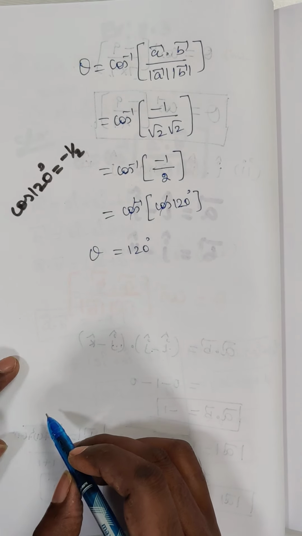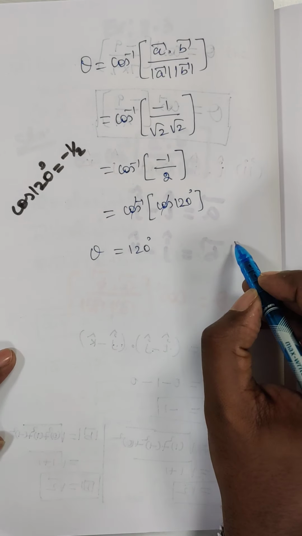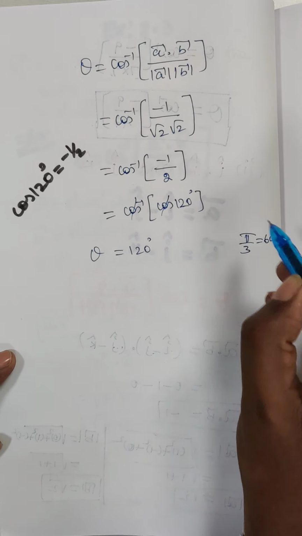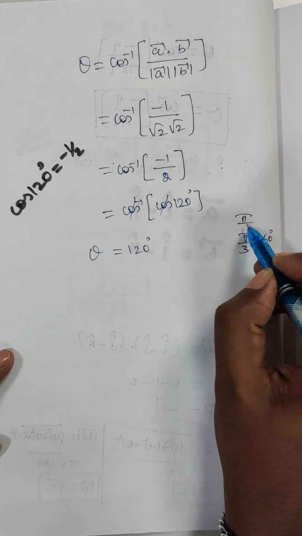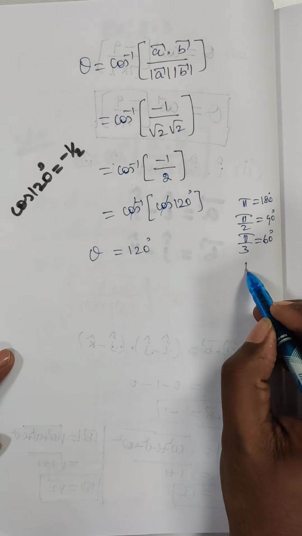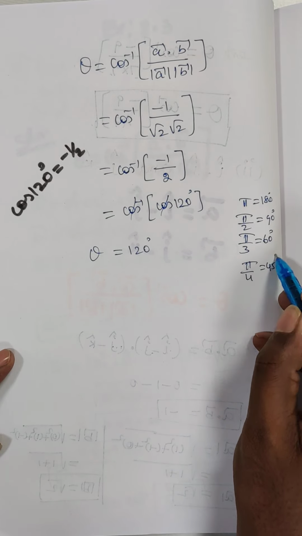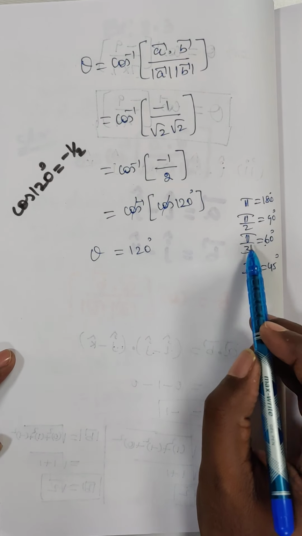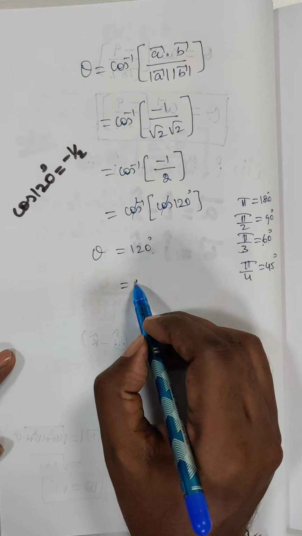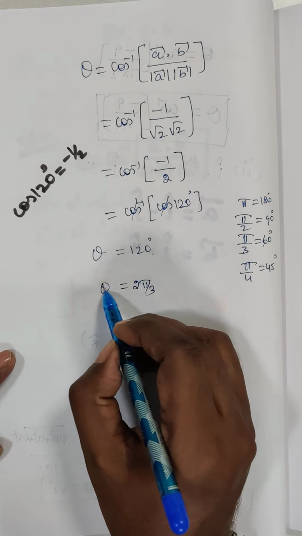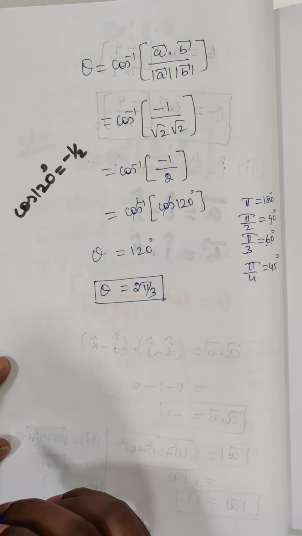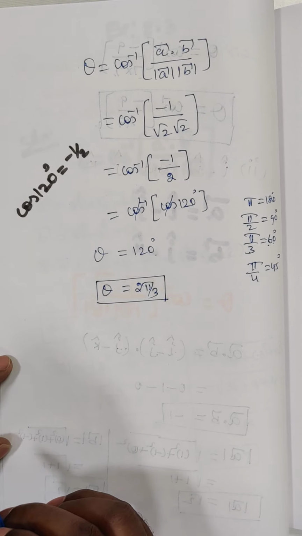So 120 degree we can write in radians. Pi by 3 means 60 degree. Pi by 2 means 90 degree. Pi means 180 degree. Pi by 4 means 45 degree. So 60 degree means pi by 3, so 2 into 60 is 120, so we can write 2 into pi by 3. So theta is equal to 2 pi by 3. This is the answer for the second subdivision. Okay, thank you children.